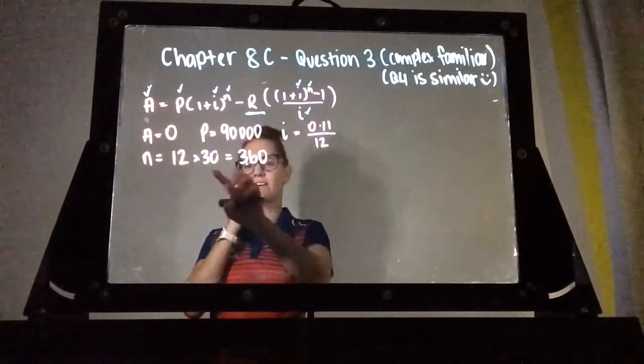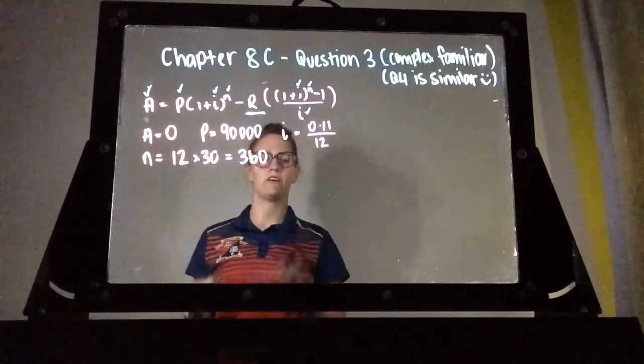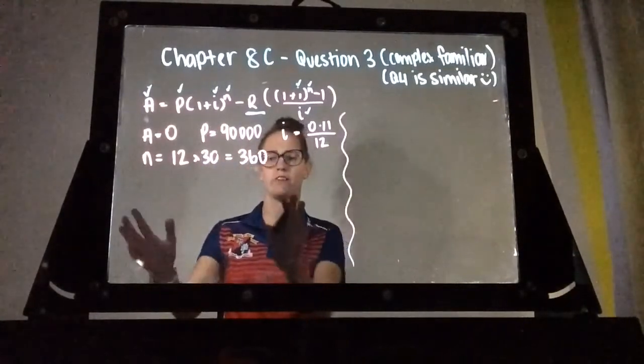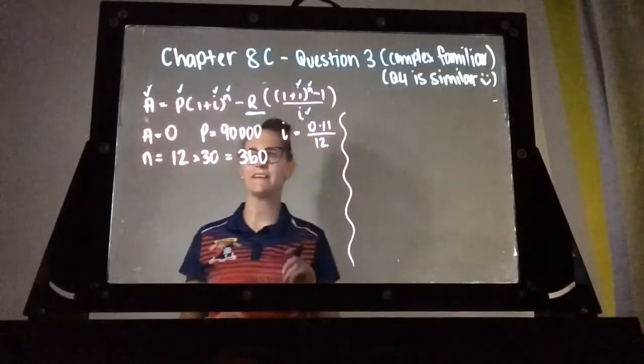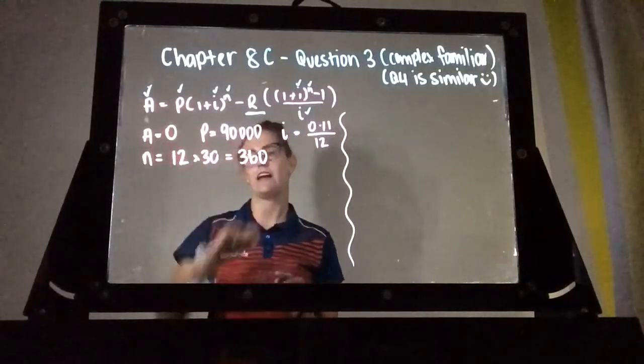So the first thing I'll do is I'm going to substitute in what I know, put it into my formula. Now, I'll probably use this space and then I'll go up and use this space and see if we can get R on its own.